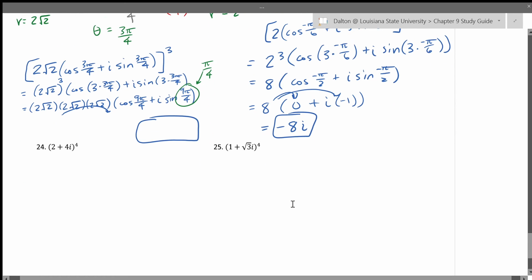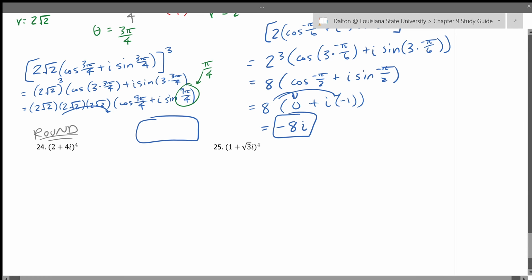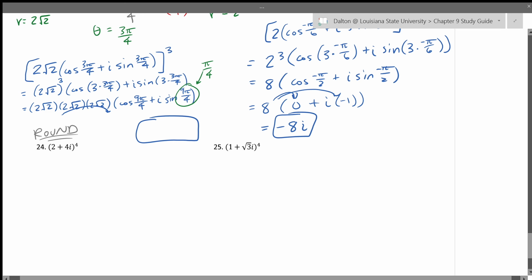Okay, for 24, this is the only exception, and I told y'all this in class. This one, I want you to go ahead and round. Okay, nearest hundredth where necessary. Okay, so same thing as we've done the last couple of problems. The first things we've got to do are find r and theta.